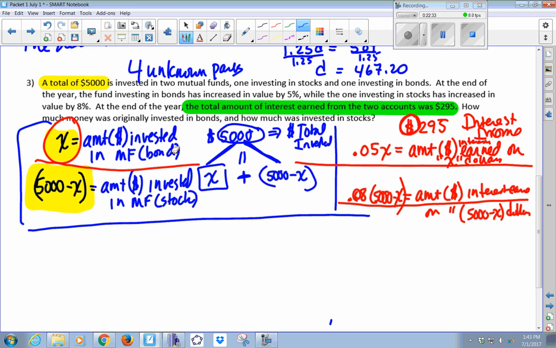Okay, so how do we finish this off? Well, if we add these two amounts, we're right back to 5,000. That's not going to help us. There's nothing to solve there. So the only part of these four variable descriptions that we could get a what-equals-what out of is that the amount of interest earned on each of these different funds is going to equal 295. So there's your equation to solve.